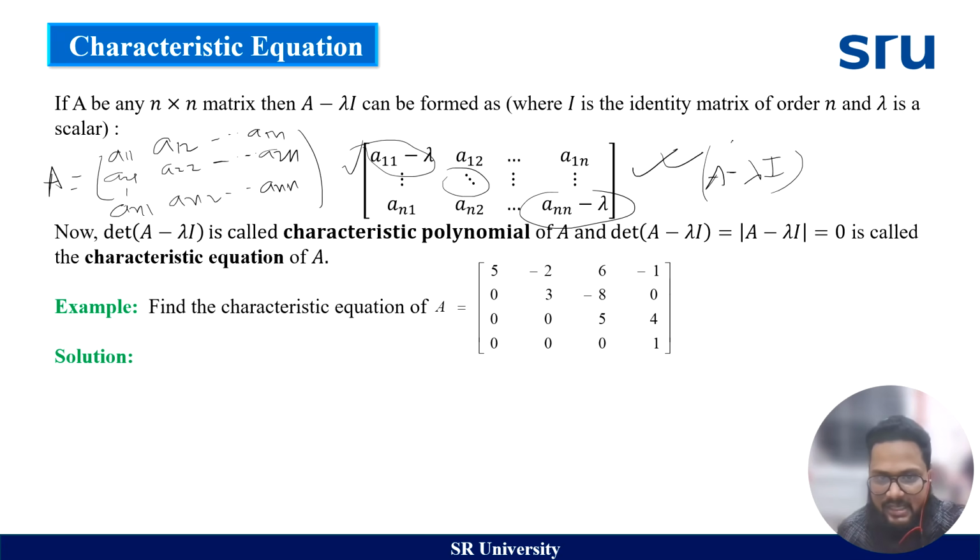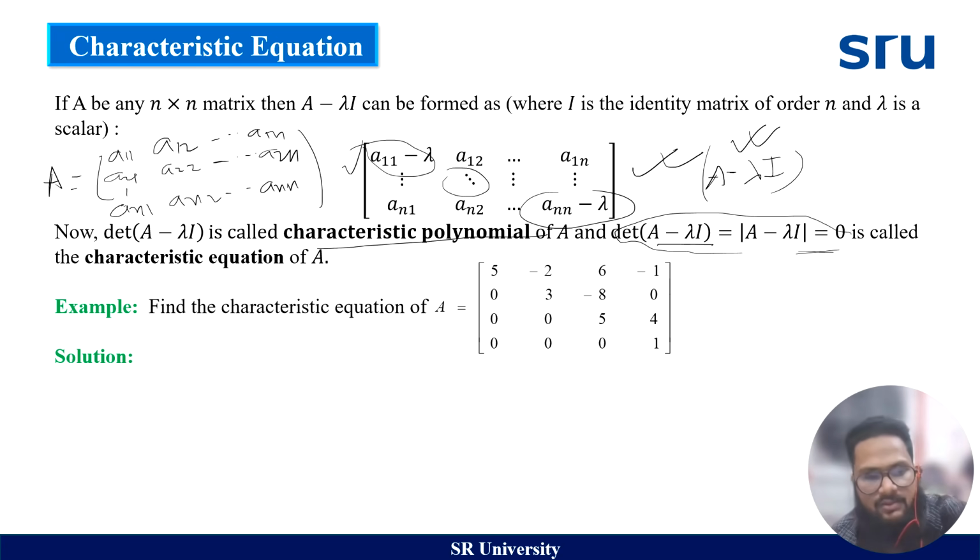Now if you find the determinant of this matrix A minus lambda I, this will be called the characteristic polynomial. If you set this determinant equal to 0, then this equation is called the characteristic equation. So the polynomial is the determinant of A minus lambda I, and the equation is that equal to 0. This equation will be very useful to find the eigenvalues and eigenvectors of a matrix.